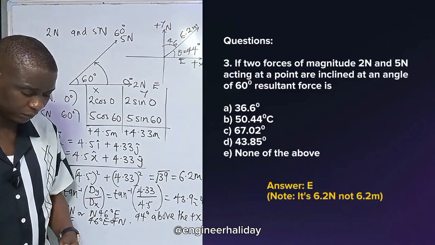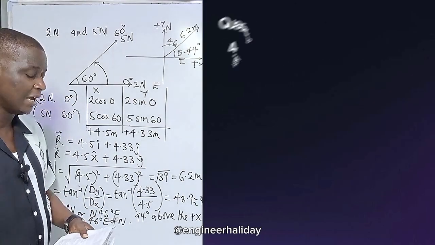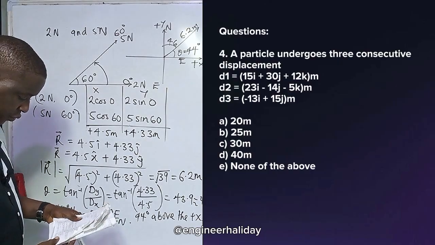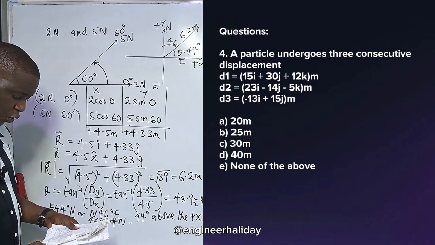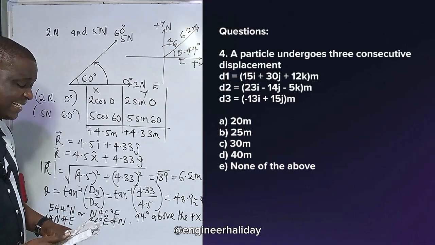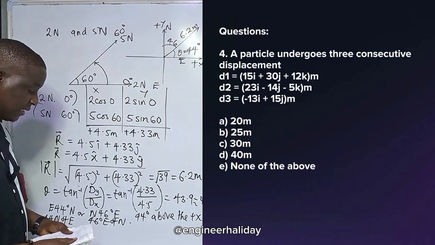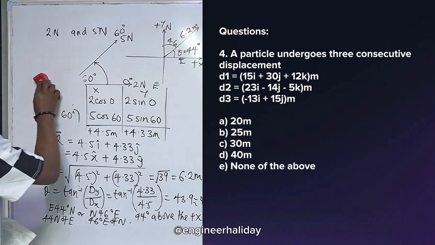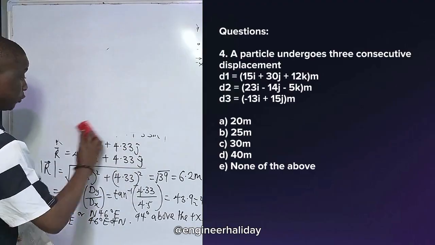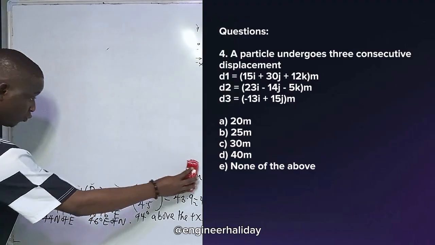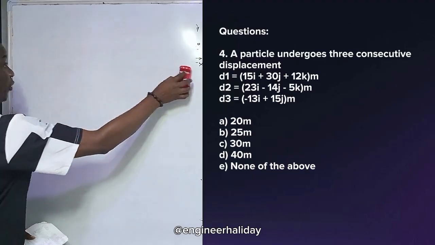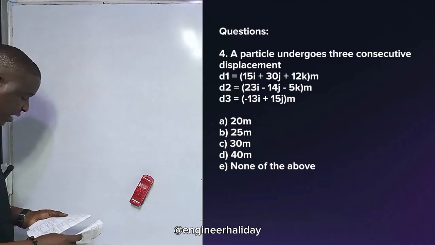Let's move to number 4. A particle undergoes 3 consecutive displacements. Sorry for what just happened. We just have to follow the questions one after the other. The last options, you can choose your answer by yourself after solving.